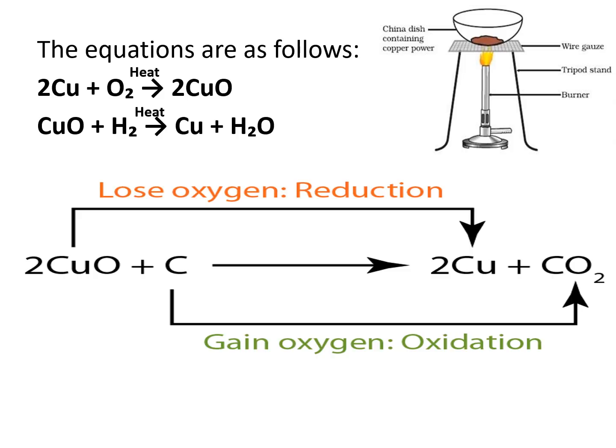There's another example which is given. Copper oxide, when it is heated with carbon, will give copper plus carbon dioxide. Here copper oxide loses oxygen, so we say copper oxide is reduced or reduction has taken place. And carbon gains the oxygen, so carbon is getting oxidized or oxidation has taken place. So copper oxide is the oxidizing agent. Remember, the substance which gets reduced is the oxidizing agent, and the substance which gets oxidized is the reducing agent. So here carbon is the reducing agent.